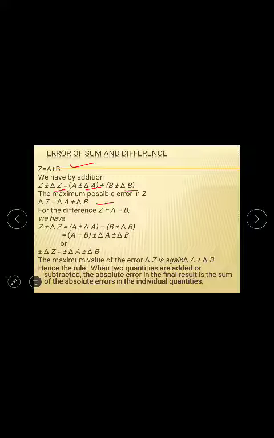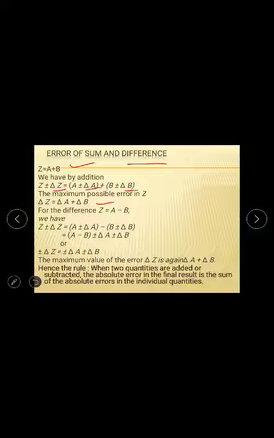Now if we write the equation for the error of a difference, that is Z equals A minus B. So Z plus minus delta Z, where delta Z is again the absolute error of Z, equals A plus minus delta A, and what is the sign here? Minus, because we are seeing the error of a difference, B plus minus delta B. Take A and B to one side. What you have got is A minus B plus minus delta A plus minus delta B. If we write the equation for only the absolute error, just see, delta Z is equal to plus minus delta A plus minus delta B.